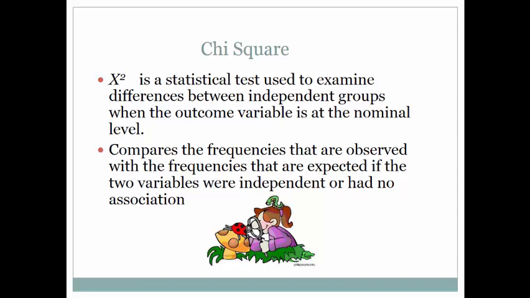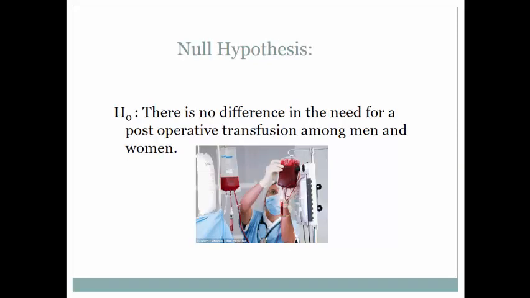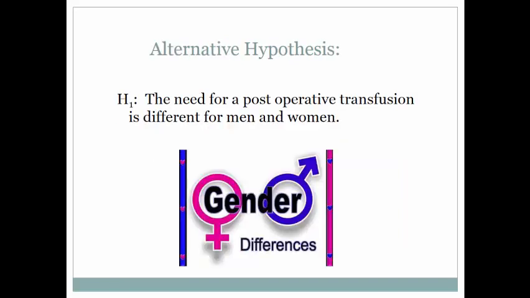Let's think about when this might be a good test to use. In our example, the null hypothesis is there's no difference in the need for a postoperative transfusion among men and women. Your alternative hypothesis would be the need for postoperative transfusions is different for men and women. Whether the patients received the transfusion is a yes or no question, and whether they are male or female, again, is a nominal level variable.